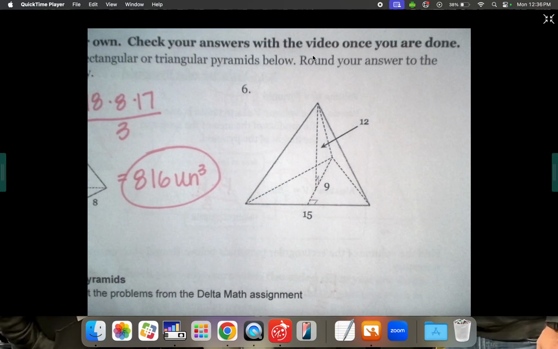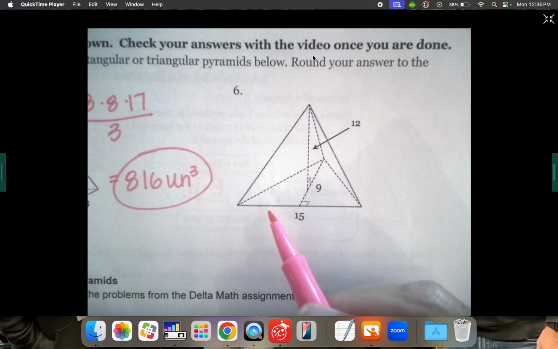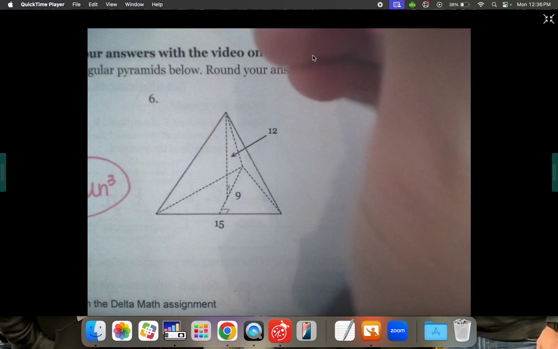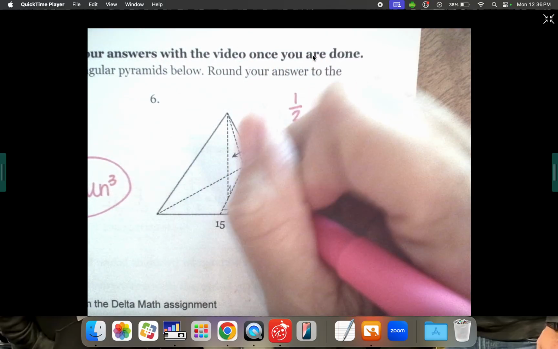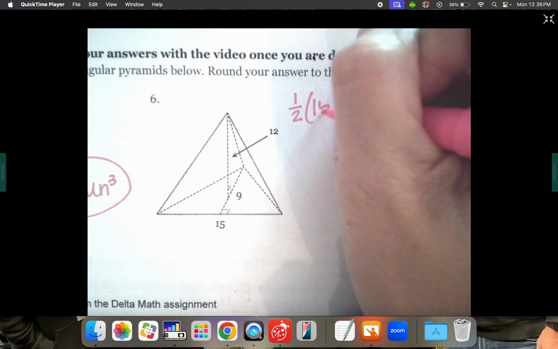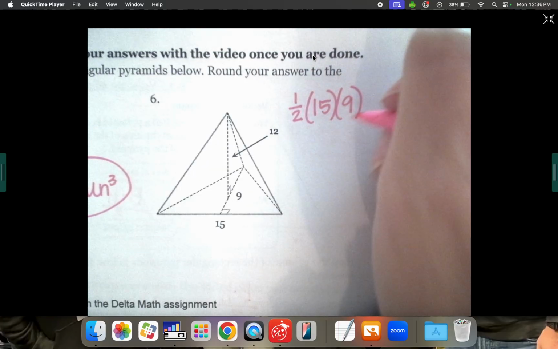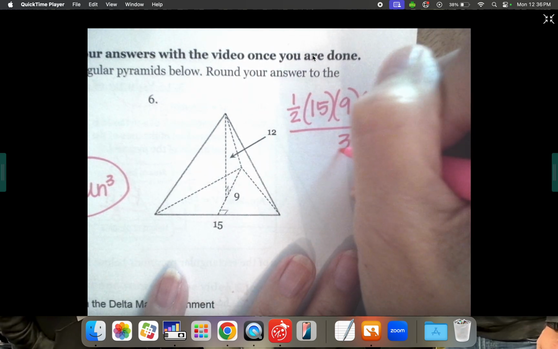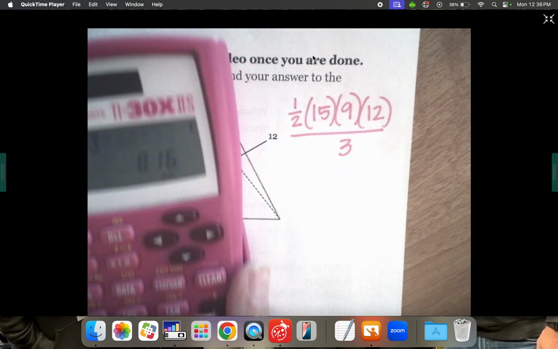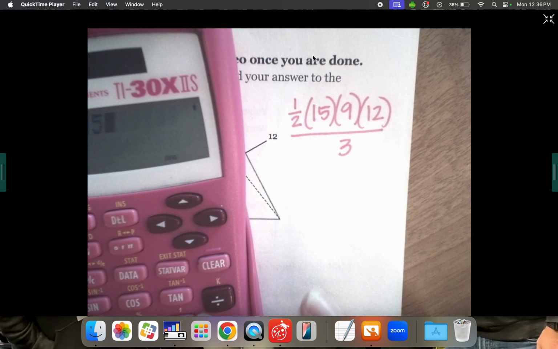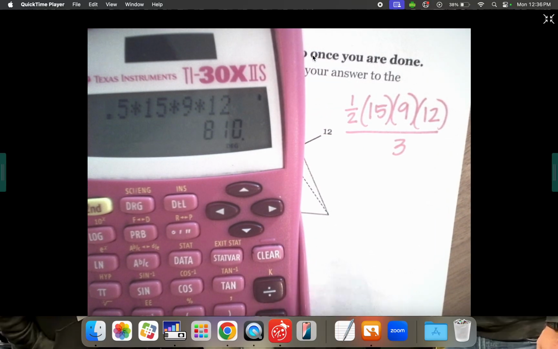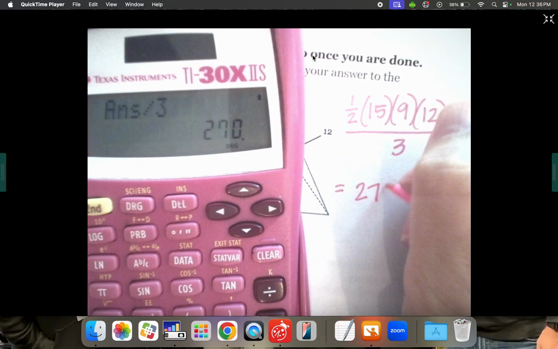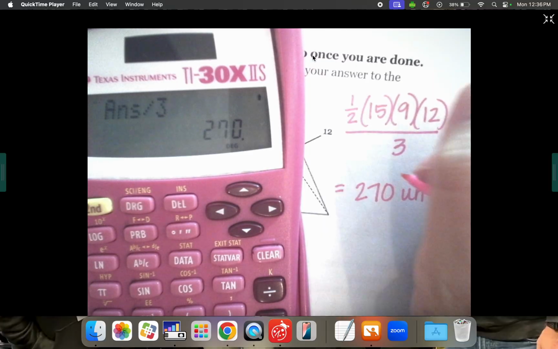Remember, triangles are a little trickier because the base of a triangle needs to be halved. So I need to do half times 15 and 9, or 9 and 15, the order doesn't matter, times the height of the pyramid, which is 12, and then divide the whole thing by 3. So 1/2, 15, 9, 12 all get multiplied, and then I divide by 3, and that came out evenly too. So 270 cubic units.